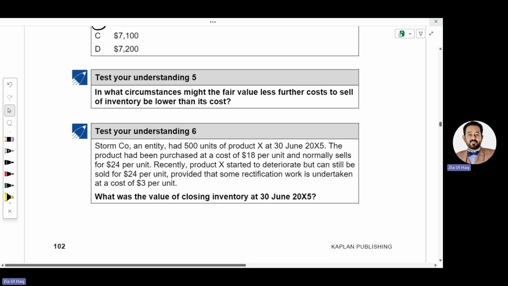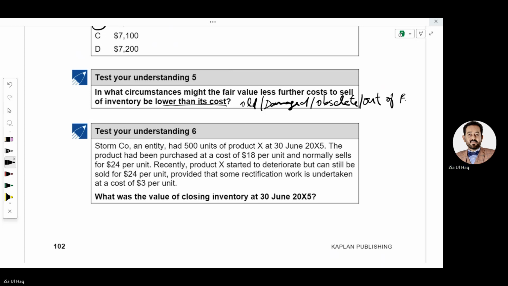Test your understanding 5. In what circumstances might the fair value less further cost to sell of inventory be lower than its cost? When NRV is lower than cost, if it is old, damaged, or obsolete. Obsolete means out of fashion, or out of date inventory, expired inventory.